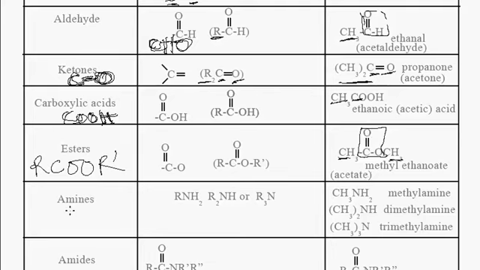So we have the amines too. Usually amines are nitrogen containing, so it can be RNH2, it can be R2NH, it can be R3N. Simple examples of the amines, we have CH3NH2, which is the methylamine. We have also the dimethylamine. We also have the trimethylamine.